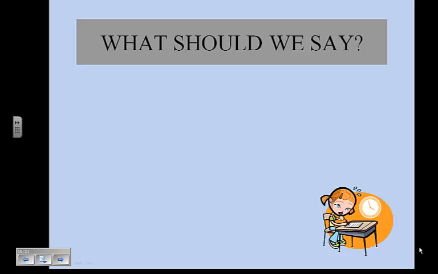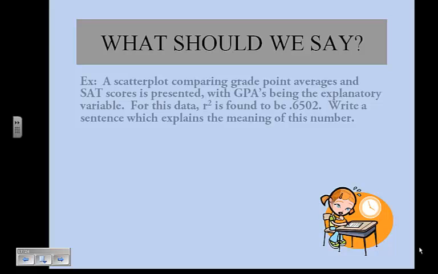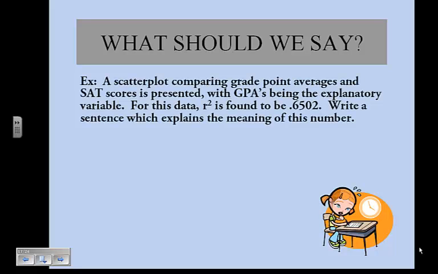So now you're wondering, what should we say on a test or a quiz if you're being asked to interpret the r squared? Here's a typical test question. You have a scatter plot. It compares grade point averages and SAT scores. GPAs are the explanatory variable. You're being told that the r squared is 0.6502. Let's interpret it. What does that mean?